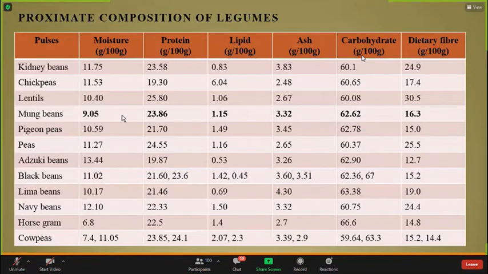Looking at the proximate composition of mung bean, the protein content is 23.86%. When I first started working on mung bean way back in 2015, China also started working on it. And last year, there was a factory in China producing a protein isolate from mung bean. So they are basically a good source of protein, comparable to other sources.